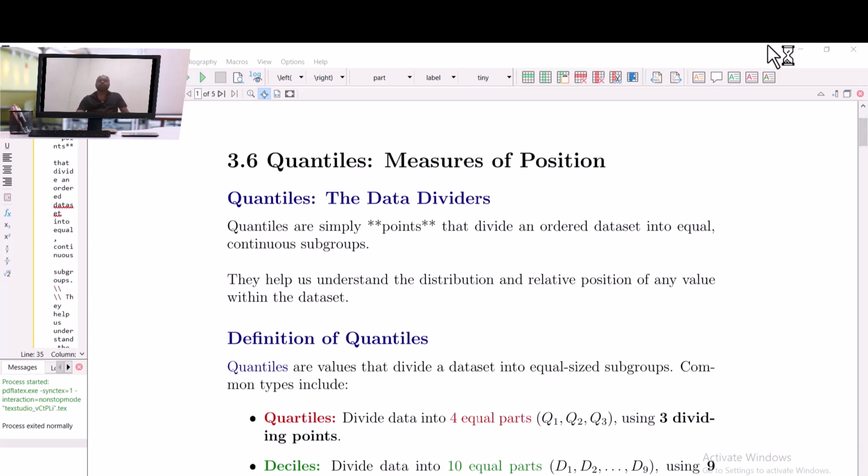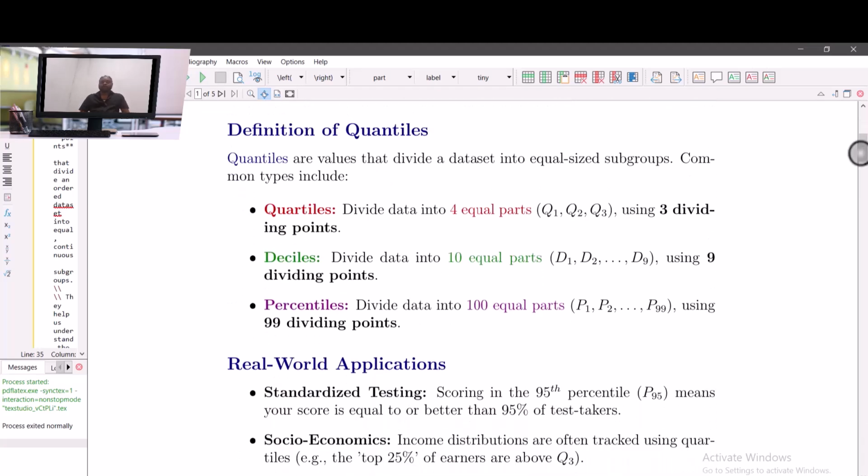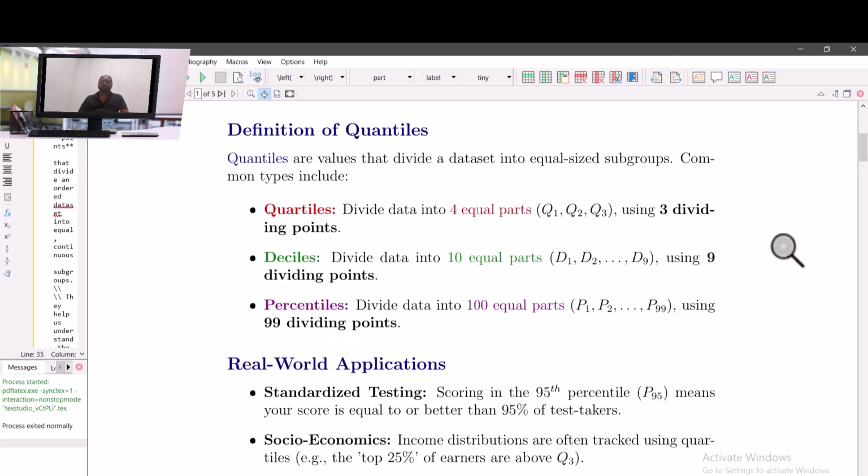So, quantiles are values that divide a dataset into equal sized subgroups, where the common types of quantiles include quartiles, deciles, and percentiles. These are the common quantile types that we are going to discuss.